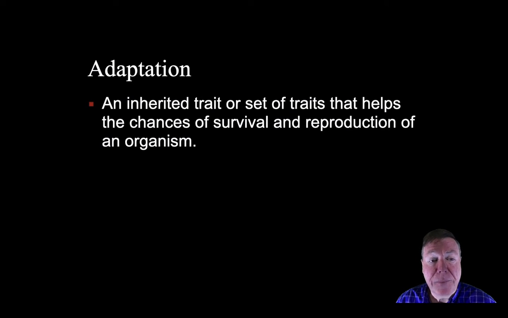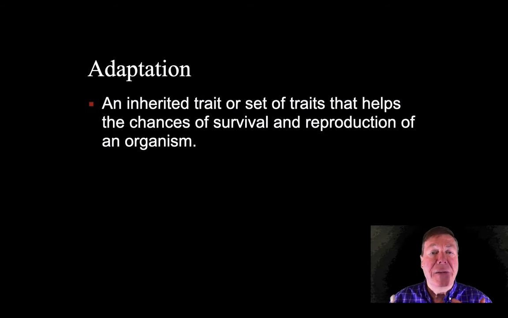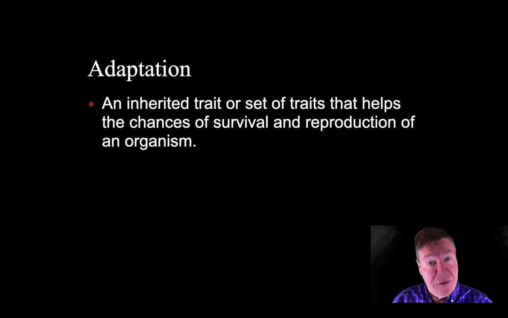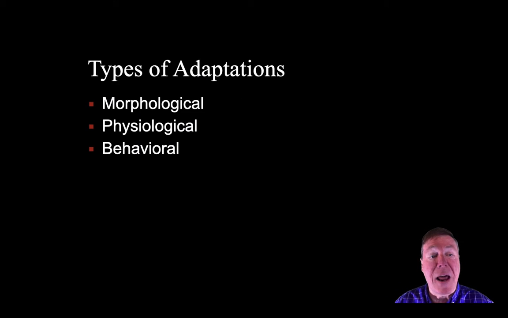Okay, real quick review. An adaptation is an inherited trait or set of traits that helps in the chances of survival and reproduction of an organism. It's something that allows the organism to survive in the environment. There are three types of adaptations: morphological, physiological, and behavioral. In this video, we're talking about the morphological ones.